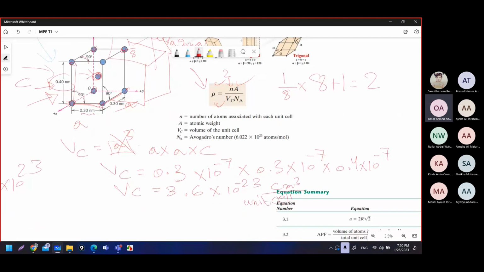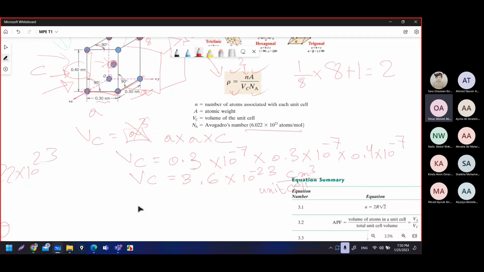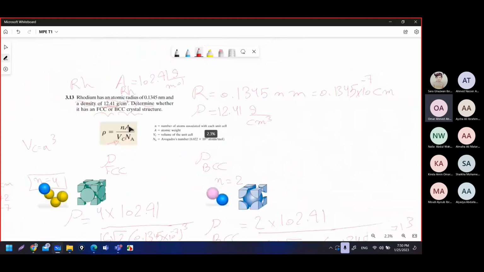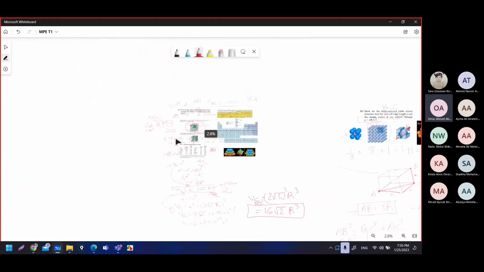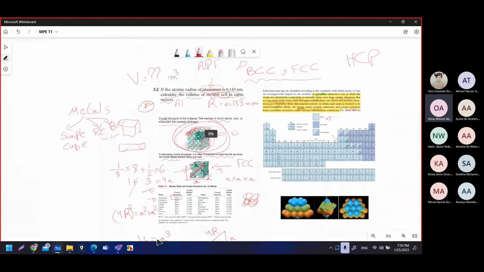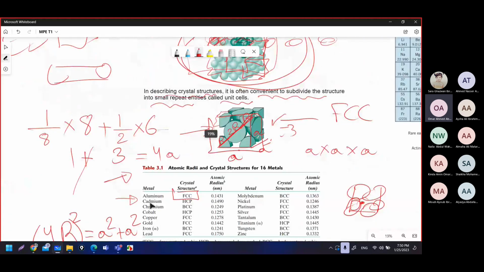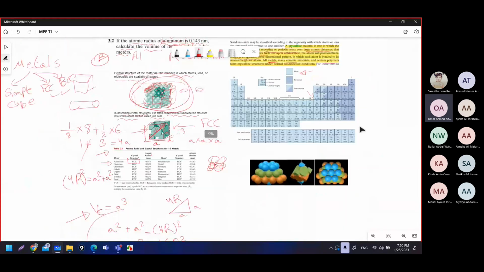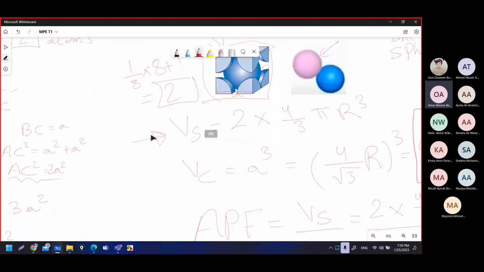Avogadro's number is already given in the question, 6.022 times 10 to the power 23. I don't know if you need to memorize it or not. And also I don't know if you need to memorize each element's crystal structure, like if he gives you aluminum, will he say it is FCC, or do you need to know. You can ask the doctor about this, if you need to memorize or not. So I will just calculate using the equation for density.